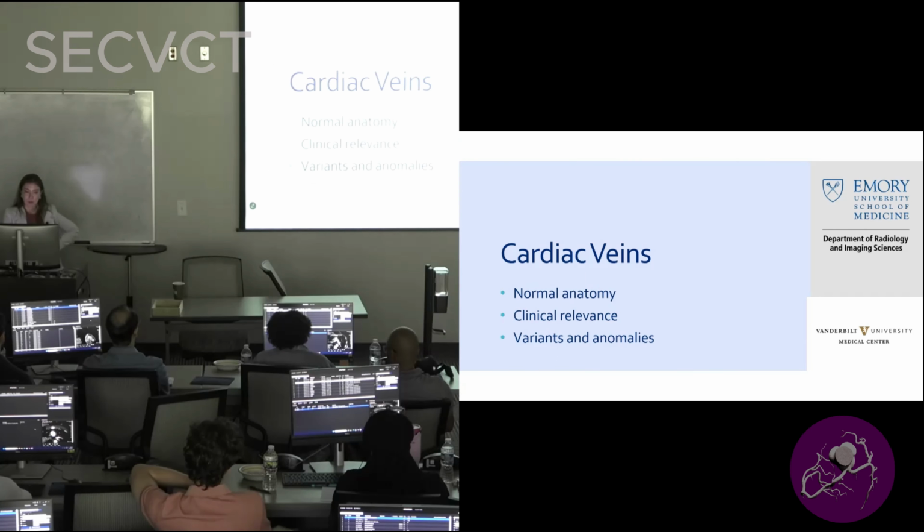Moving on to cardiac veins. So when we're shooting a coronary CT, as we learned in the morning, we're optimizing the contrast for an arterial phase. If we want to specifically look at cardiac veins, we're going to have to make some adjustments to our scan, but we'll talk about normal anatomy and some of the clinical relevance for this.